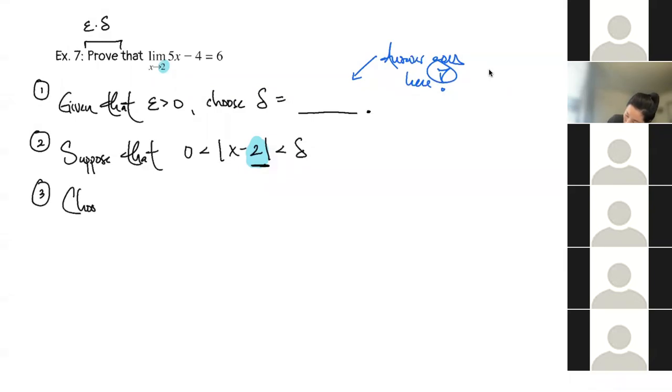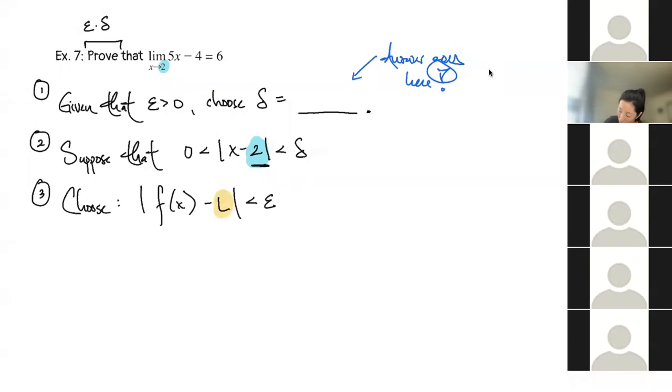We're going to choose the following. We're going to use the second part of that definition. The absolute value of f of x minus L is less than epsilon. And instead of our L, we're going to put a number. And instead of f of x, we're going to put a different number.